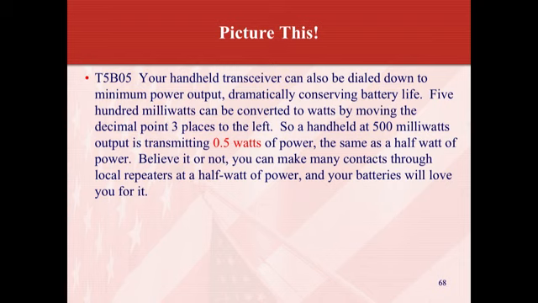Your handheld transceiver can also be dialed down to minimum output power, dramatically conserving battery life. 500 milliwatts can be converted to watts by moving the decimal point 3 places to the left. So a handheld at 500 milliwatts output is transmitting 0.5 watts of power, the same as a half watt of power. Believe it or not, you can make many contacts through local repeaters at a half watt of power, and your batteries will love you for it.